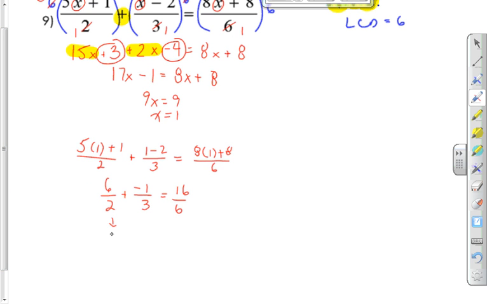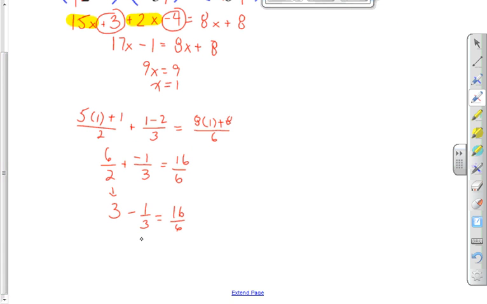Well, 6 over 2 can be simplified to 3. So we have 3 plus negative 1/3. Or I might want to just write this with one sign. Really, adding a negative is the same as subtracting. So 3 minus 1/3 would be 2 and 2/3. And does that equal 16 over 6? Well, let's see. 6 would divide into 16 twice. So we have 2 wholes. That would be 12. Remainder of 4.